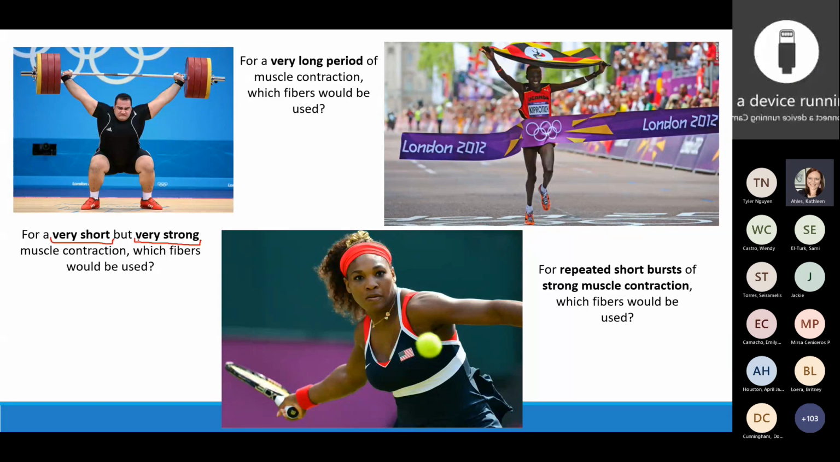When we're thinking about these 2 descriptions here, very strong is one of my words. It's either fast or slow. What was going to give me a very strong contraction? Was that a fast or a slow ATPase that makes a really strong contraction? Who's really strong?